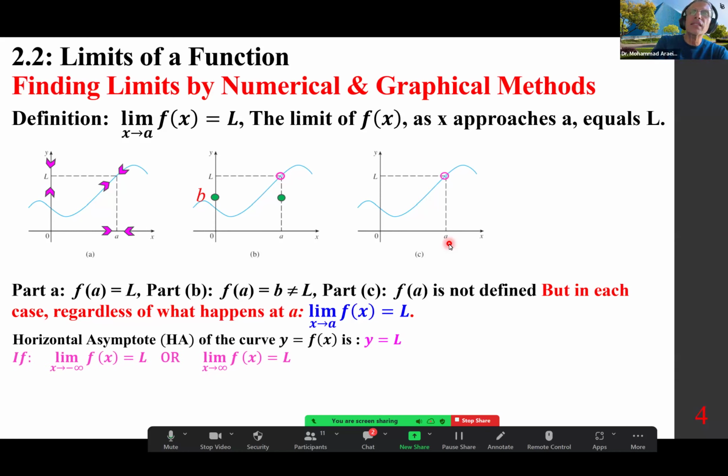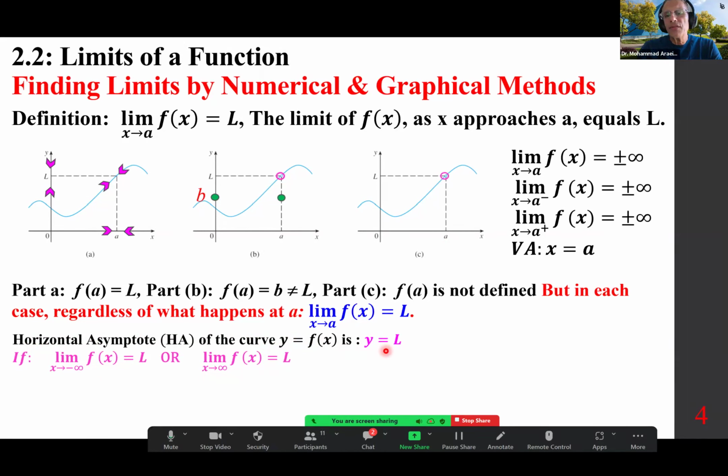Horizontal asymptote. It has a specific definition in calculus. If the limit of f of x as x approaches negative infinity is L, or the limit of f of x as x approaches positive infinity is L, then we say HA, short for horizontal asymptote, of the function y equals f of x is the equation y equals L. That's the definition.